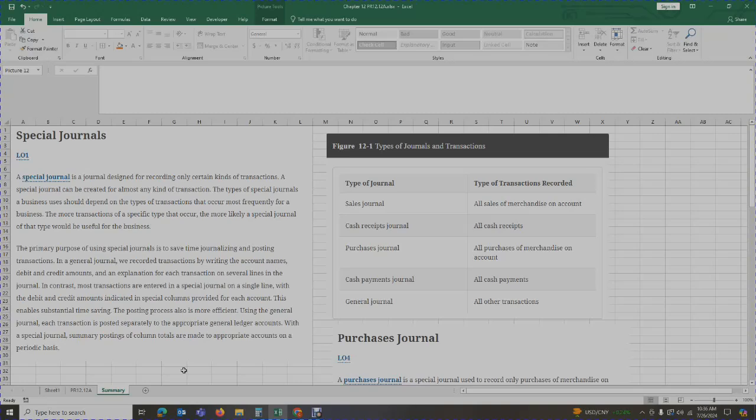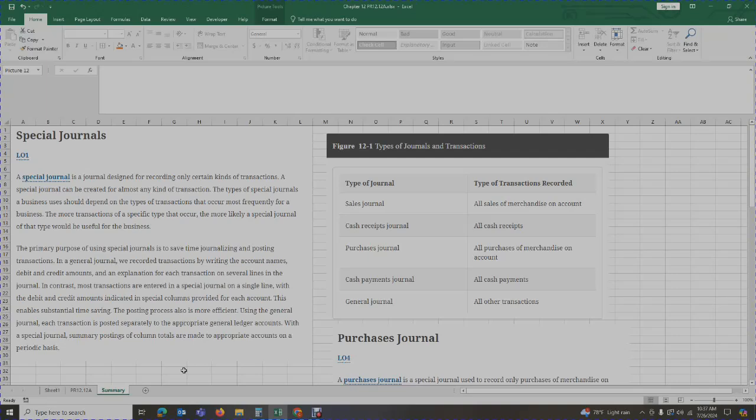Okay. In a general journal, we record transactions by writing the account names, debit and credit amounts, and explanations for each transaction on several lines in the journal. In contrast, most transactions are entered in a special journal on a single line item. Okay, so what special journals do, they basically just simplify the collection of the information that is similar, and then the transfer of that information into our books is just easier because everything is combined.